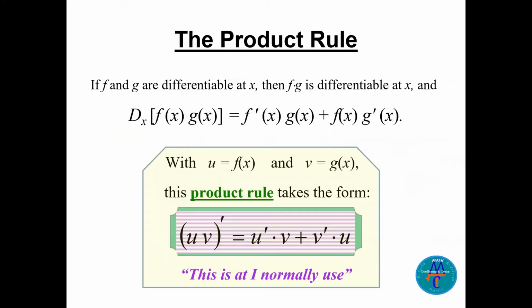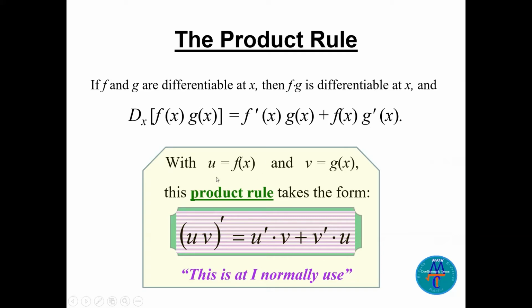Now, one of the important formulas is the product rule. For the product rule, we need to find the derivative of f of x times g of x. It will be the derivative of the first times the second function, plus the first function times the derivative of the second function. This is what we call the product rule.